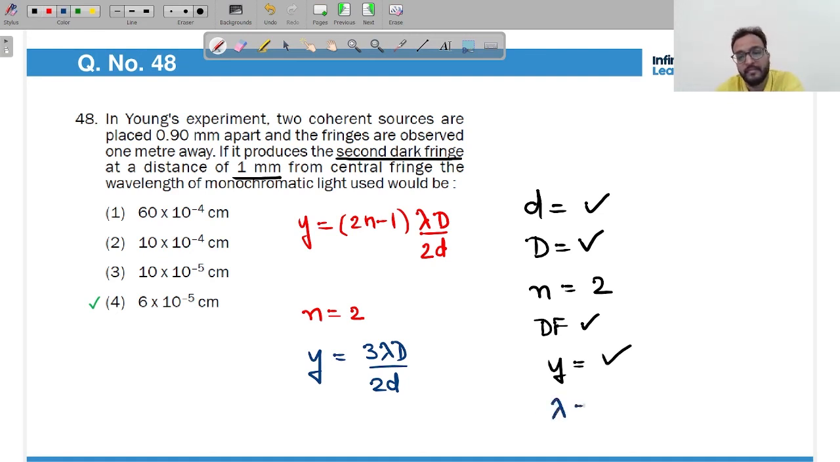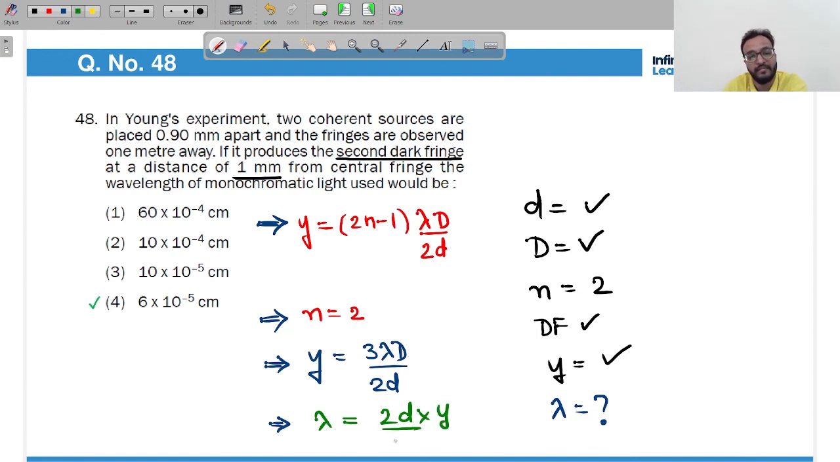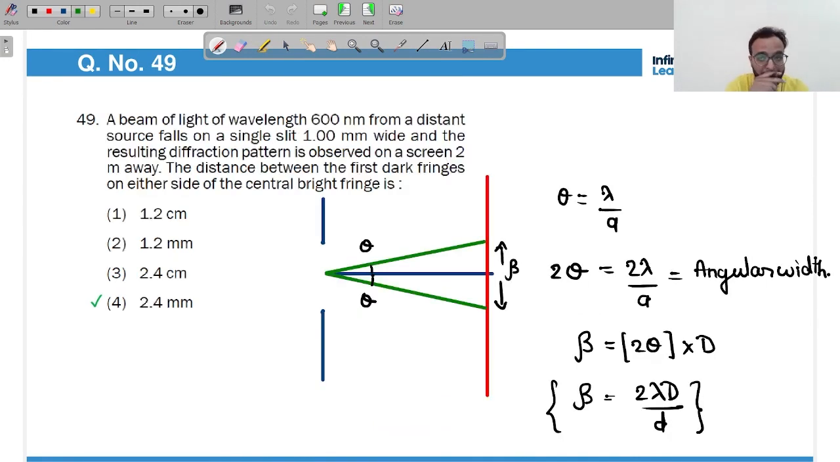Okay. So what will you say? You will say, sir, for dark fringe, what is the formula? y equals to (2n minus 1) lambda D by 2d. Put n equals to 2. This is your answer. Everything is given. Put the values. Your answer will be lambda equals to 2d into y upon 3 times capital D. Put the values. Your answer will be there.